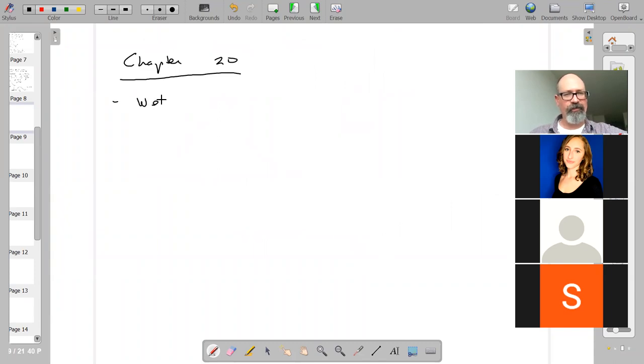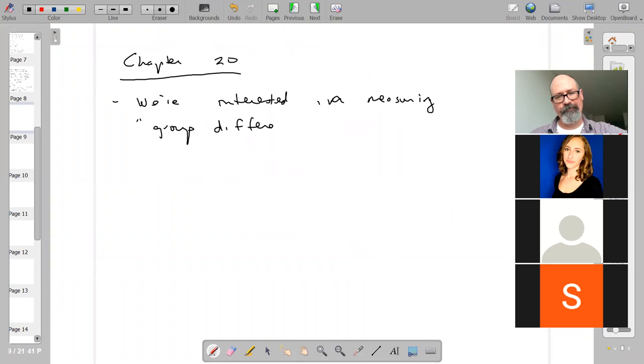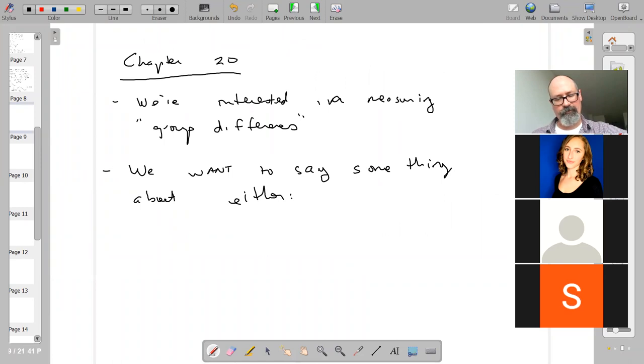In chapter 20, we're interested in measuring this version of group differences. So using the type of tools that we have so far, maybe more precisely, we want to say something about either the difference of population proportions or the difference of population means.